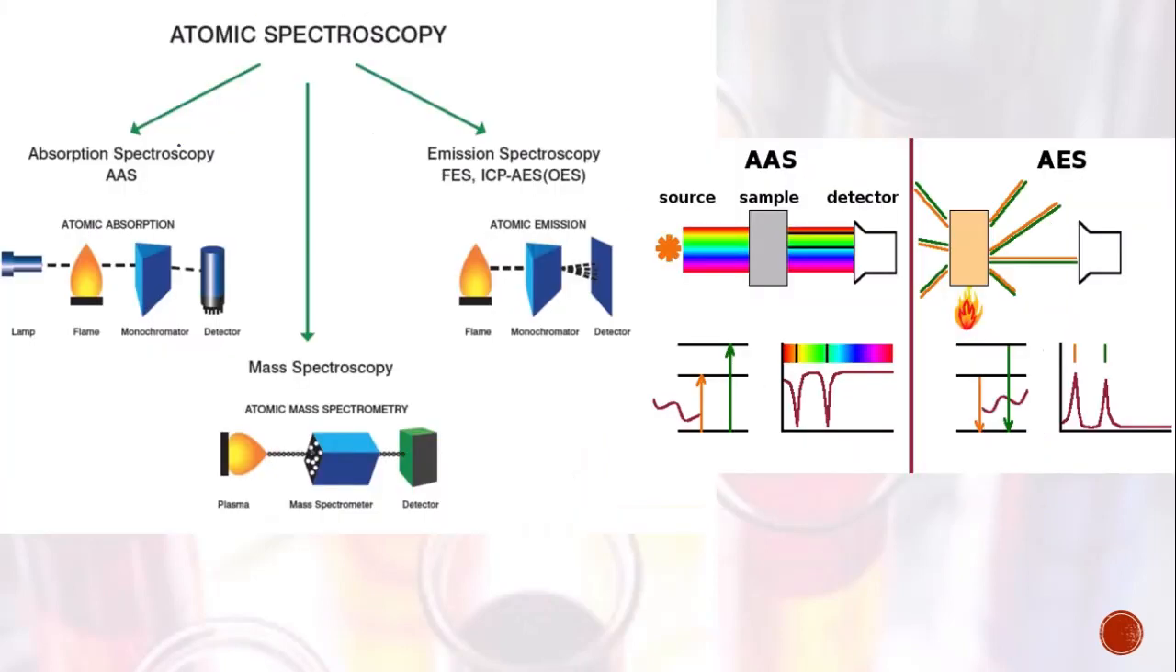So absorption spectroscopy can be atomic spectroscopy, that is, it can be divided into absorption spectroscopy, AAS, and also emission spectroscopy. So we are going to look at these two, and we'll also look at mass spectroscopy in a later lesson.